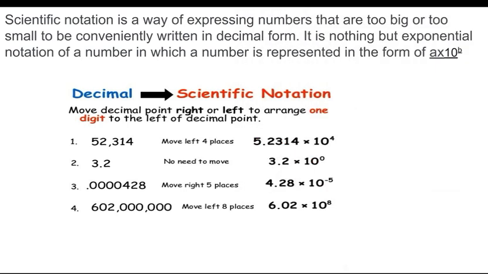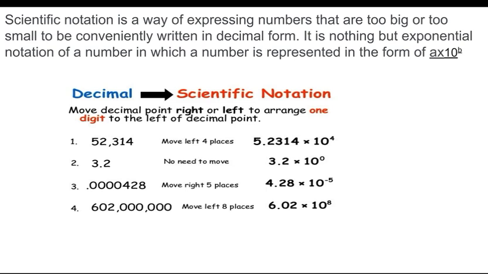Okay, here we can see decimal or scientific notation. Move the decimal point right or left to arrange one digit to the left of the decimal point. Here we can use more examples. 52,314, move to the left 4 places. We can write it as 5.2314 into 10 raised to 4, right? Here 3.2, no need to move, so we can write 3.2 into 10 raised to 0. Move to the right 5 places, 4.28 into 10 raised to minus 5. And then next, move left 8 places, so 6.02 into 10 raised to 8.